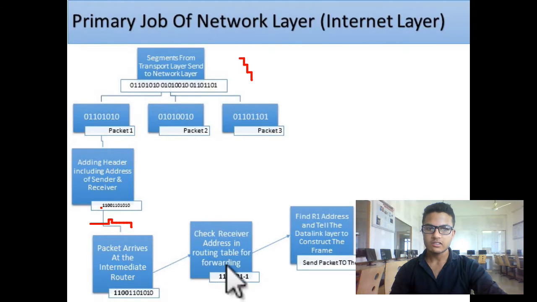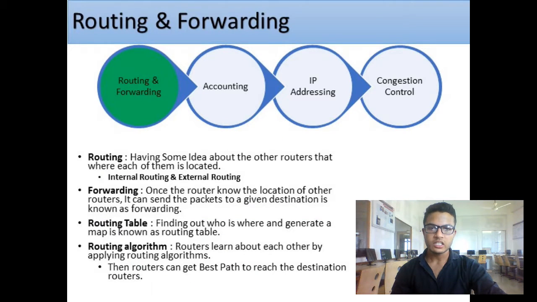Now check the receiver address in the routing table and forward to the data link layer to construct the frame for error correction and detection. Routing and forwarding is the primary job of the network layer. Having some idea about the other routers, where each of them is located, is known as routing.